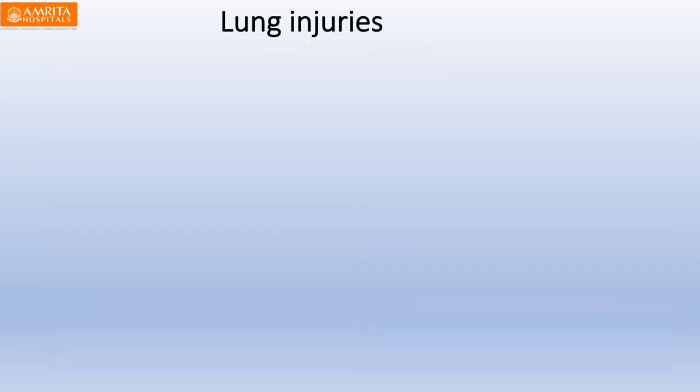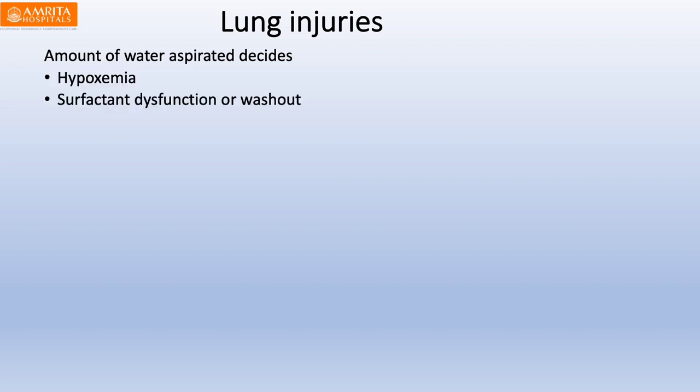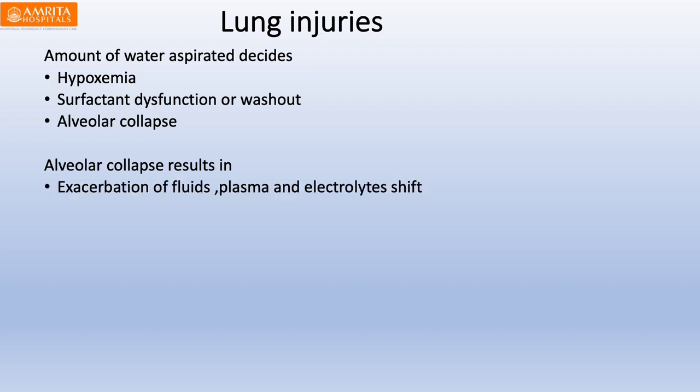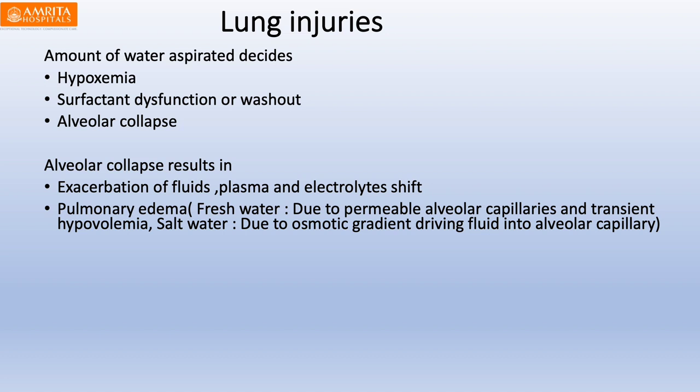Now, what are the other lung injuries? One lung injury we have described is the basic problem with the ventilation perfusion mismatch. Let's see what are the others. As I told, the amount of water aspirated decides hypoxemia. Surfactant dysfunction or washout of surfactant and alveolar collapse can occur. Alveolar collapse further results in exacerbation of fluid, plasma and electrolyte shift, and pulmonary edema. Again, one of the deadliest complications is pulmonary edema.